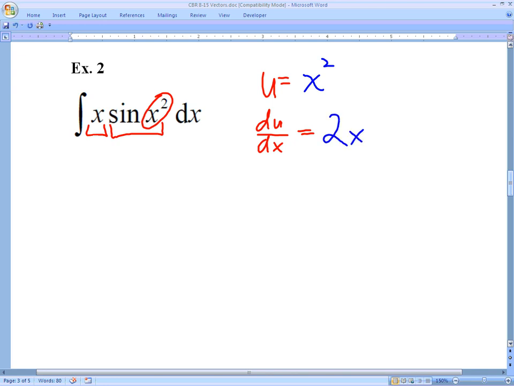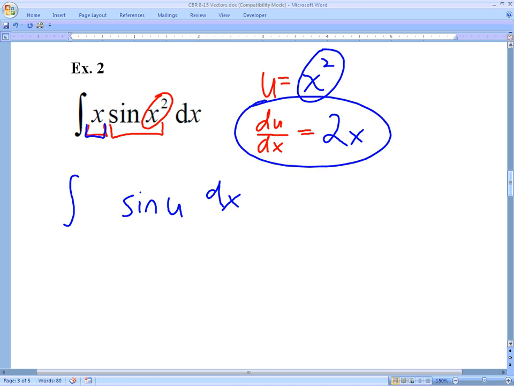Now you might say, well, I don't have a 2x either, but I've got something a lot closer to that. So far we're in good shape here. So let's rewrite our integral now using u's. So we have x, which I'm going to leave alone for a second, sine of x squared. Well, x squared was the same thing as u, so this is going to become the sine of u. And then we have our dx. But we still have this x here.